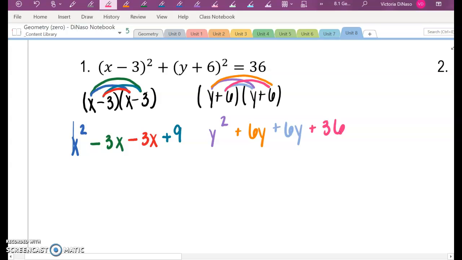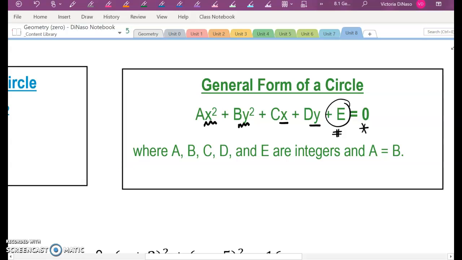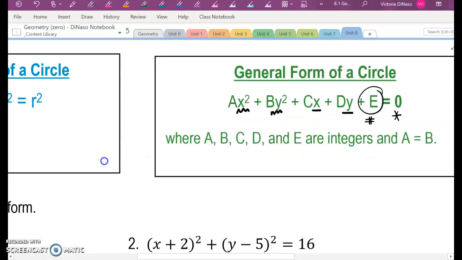Now, because we need the whole thing set equal to 0, what you're going to do is take this equals 36 and subtract this 36 from both sides. So in the end right here, I'm going to put minus 36 equals 0. And then we just have to put it in order. So going up here, it has to go x squared and then y squared. And then we're going to combine the x's, combine the y's, and then make sure that we combine all the constants and set that equal to 0.